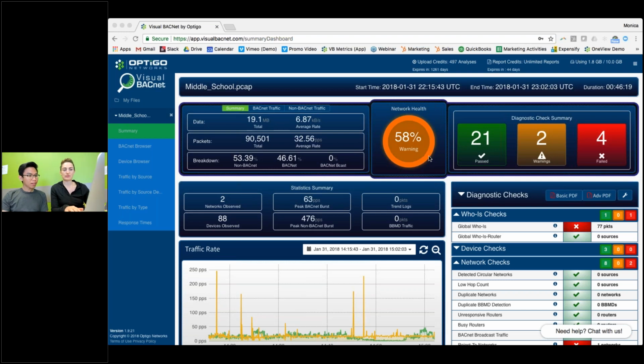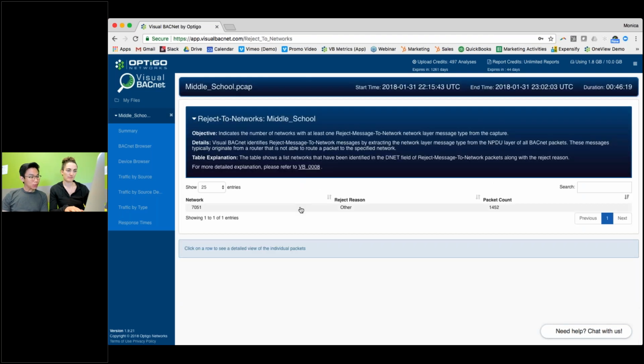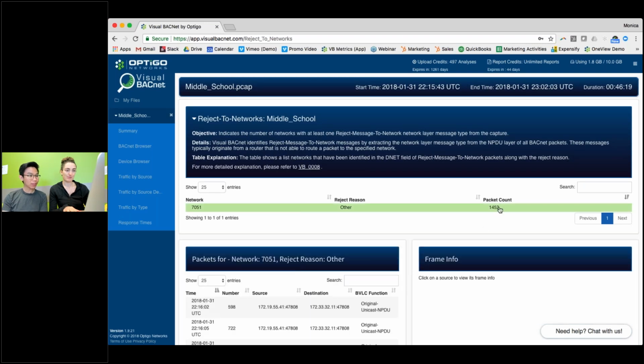Take a look. I typically start by going right into clicking on the network health. We're at 58%. Ryan or Daniel? One thing that jumps out here is missing ACKs for sure, and also reject to networks. I would usually take a look at reject to networks first. So network 7051, there are almost 1,500 packets with reject, saying that it is rejecting messages to this network. And that's in about 46 minutes. That is a lot.